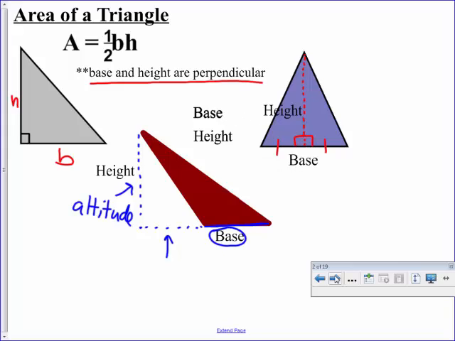Because sometimes you're going to have to use the Pythagorean theorem, c squared equals a squared plus b squared, if you're not given the height. And we'll go over a problem like that. So make sure you're always finding your perpendicular.